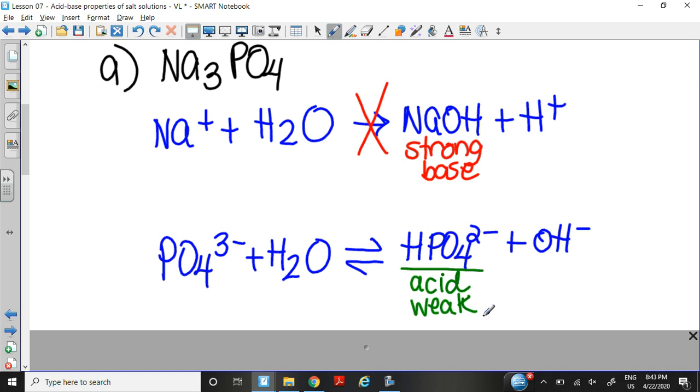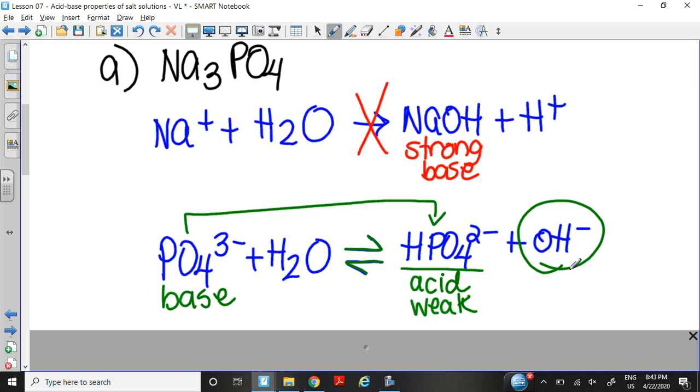So if that happens, that means we get an equilibrium establishing here. We're making something weak, so we're going to see a little bit of everything establish itself. Then we have to decide, how did this form and what is the phosphate ion doing? So if we look, phosphate gains a hydrogen. Anything that gains a hydrogen, we know is acting like a base. The other clue that the phosphate ion's acting like a base here is that you get a production of hydroxide ions. This is a basic ion.